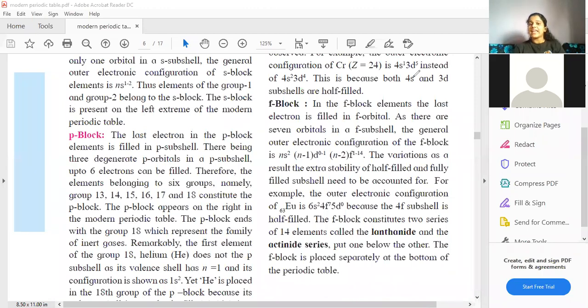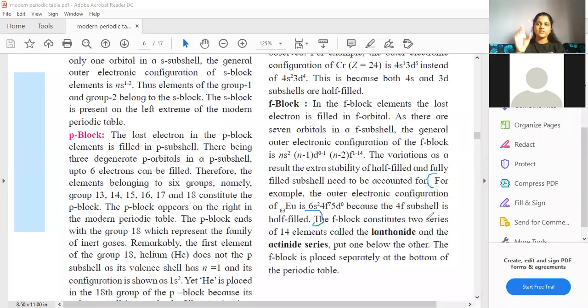The variations as a result of the extra stability, half filled and fully filled. So this half filled and fully filled concept is applicable here as well. They have written examples over here, so you all can just mark this example. They have given an element with atomic number 63, and you all can see the last configuration over here is 6s2, 4f7, 5d0. Now here they have directly written the final configuration.